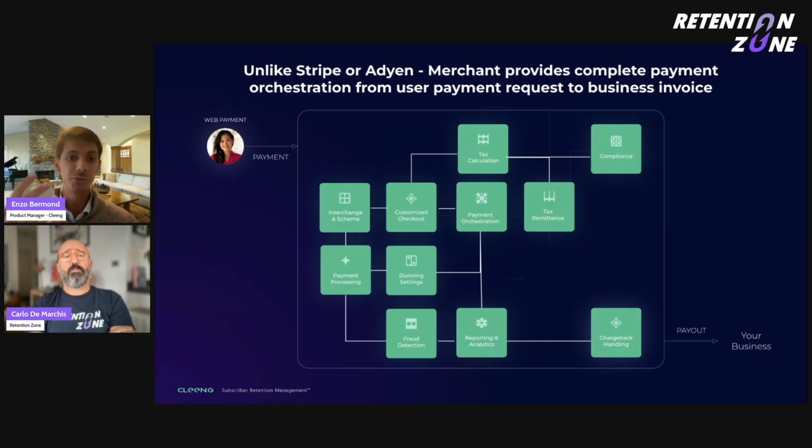Obviously we use payment processors to authorize payments and connect to local payment methods, but we also provide customized checkout, payment orchestration, meaning connections to different payment processors, the dunning settings that I mentioned before, the retry logic, the fraud detection tools, both static and AI powered, and the reporting and analytics part. We have some actionable insights, and we can also change some settings based on what we see. And of course, we provide tax calculations based on user location, tax remittance to local authorities for liability, and compliance that I mentioned many times. And finally, we also handle the chargeback disputes on behalf of our D2C businesses.